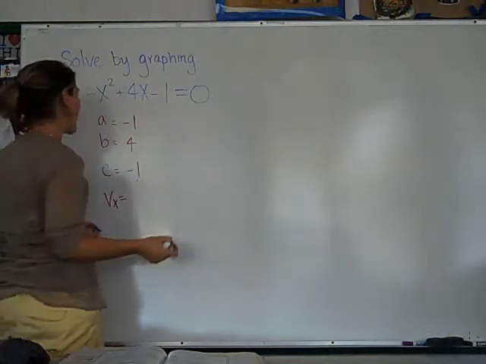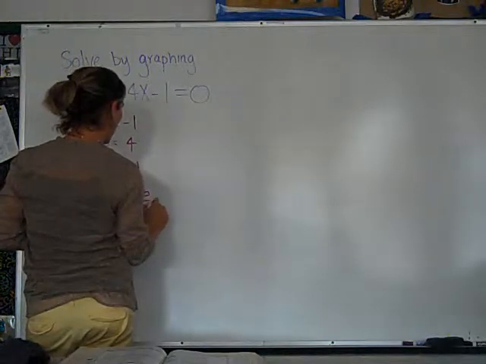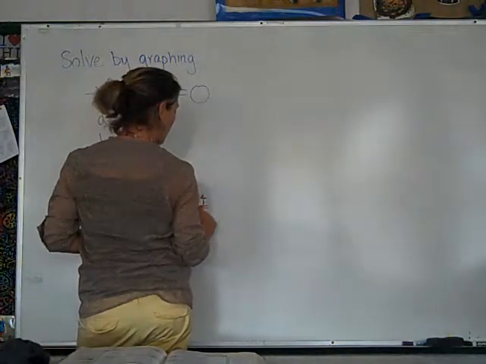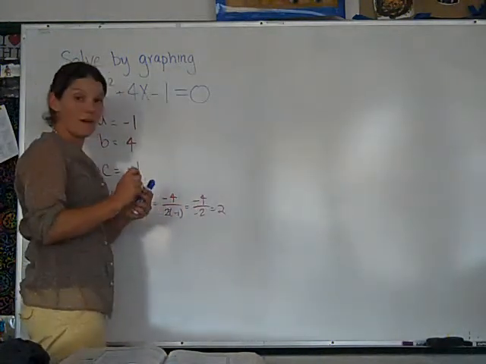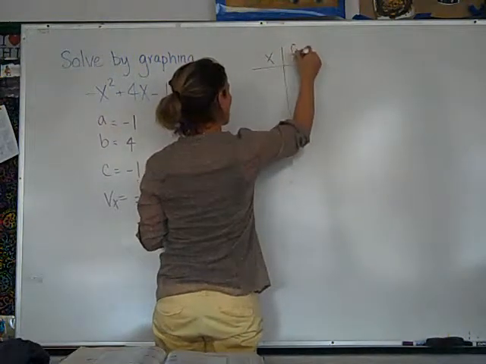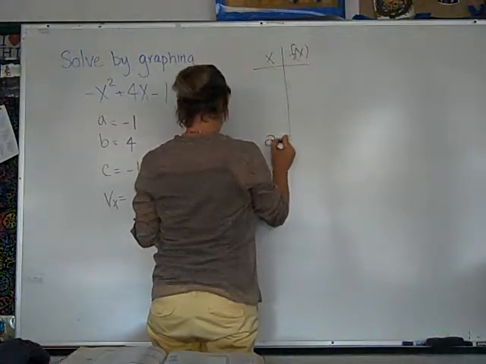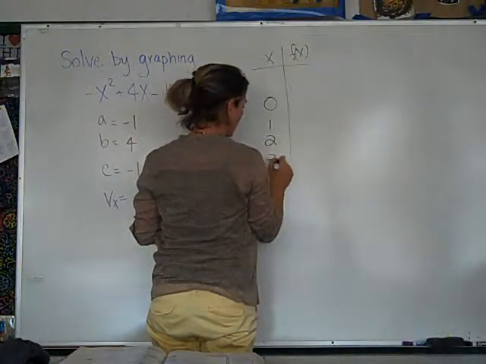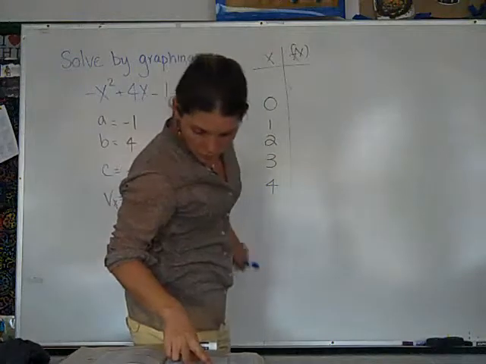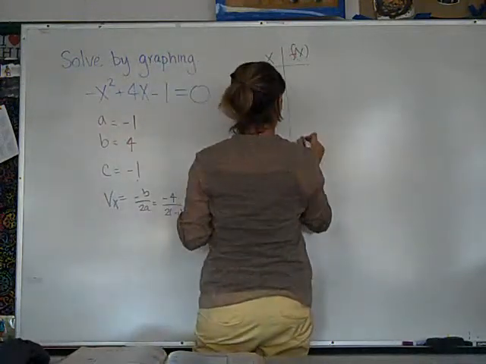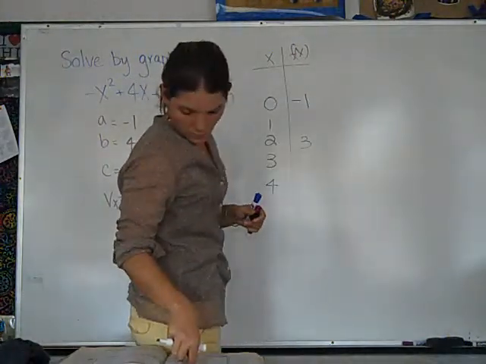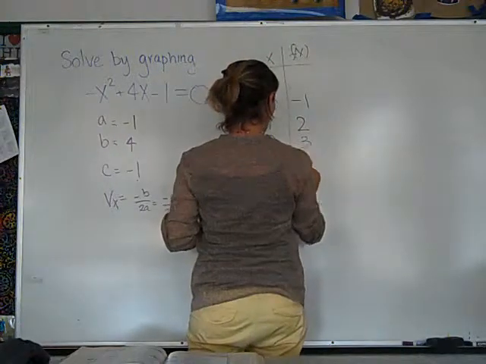Next thing you want to do is find your vertex x, which is -b over 2a. So we have -4 over 2 times -1. -4 over -2, positive 2. So now I have my vertex x. Set up your table. So now I'm going to go up and down. Okay? So let's plug in 2. We plug in 2, we get 3. If we plug in 0, we get -1. If we plug in 1, we get 2. And we're pretty sure these are going to follow on the other side.